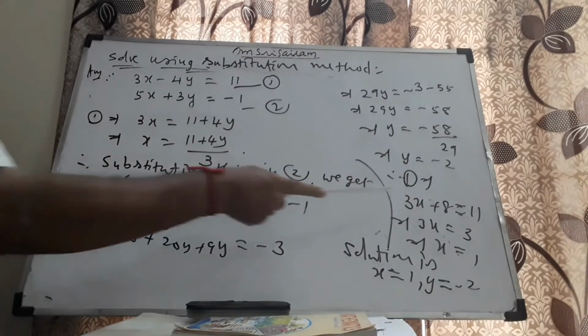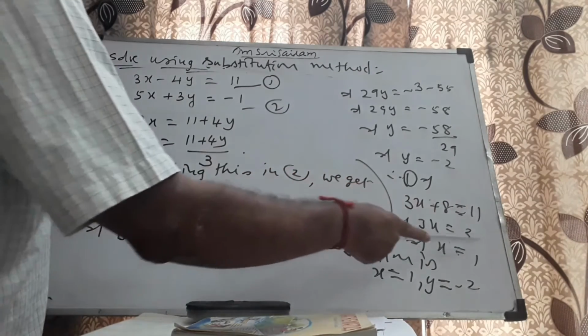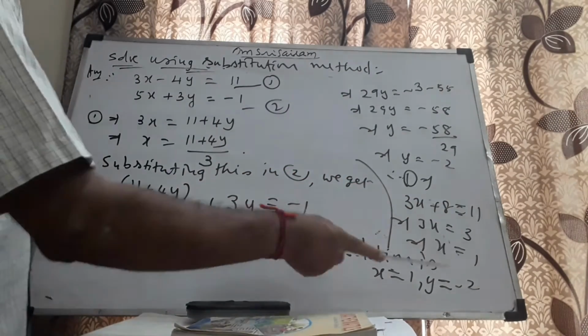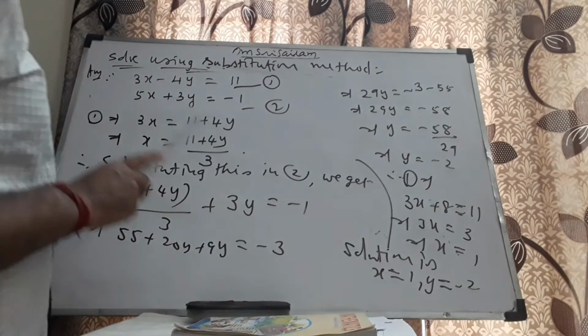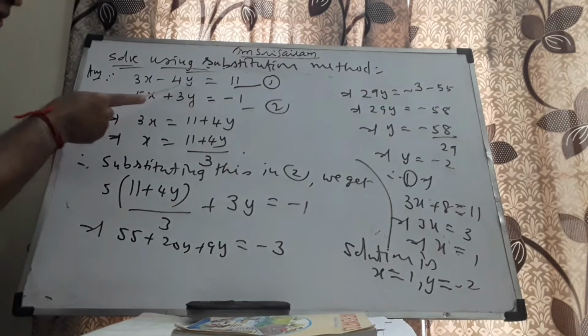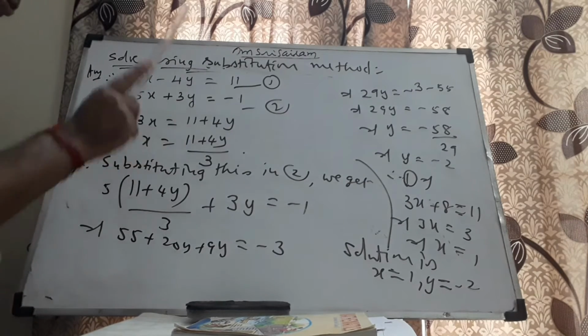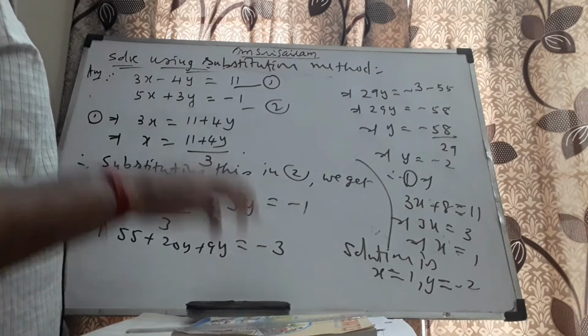Go back to equation 1. 3x minus 4 into minus 2 becomes plus 8 is equal to 11. 3x equal to 3. Therefore, x is equal to 1. Therefore, the solution becomes x equal to 1, y is equal to minus 2, which we have already checked in the previous case. 3 into 1 minus of minus 8. Minus 4 into minus 2 becomes plus 8. 3x plus 8 becomes 11. 5x minus 6 becomes minus 1. Therefore, the solution is correct.